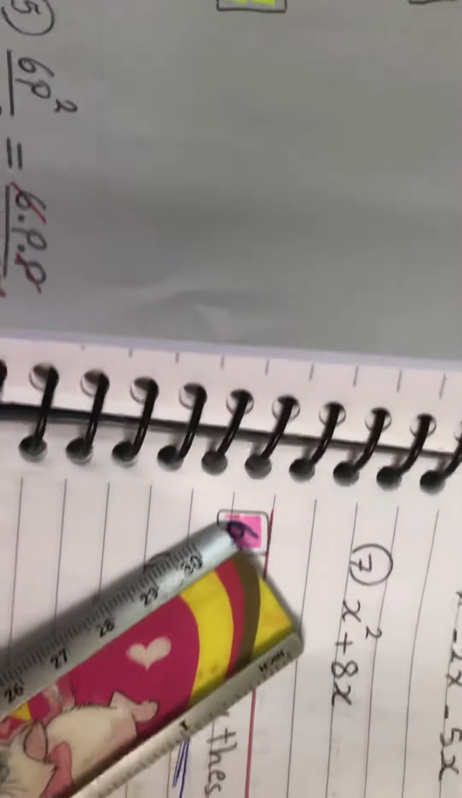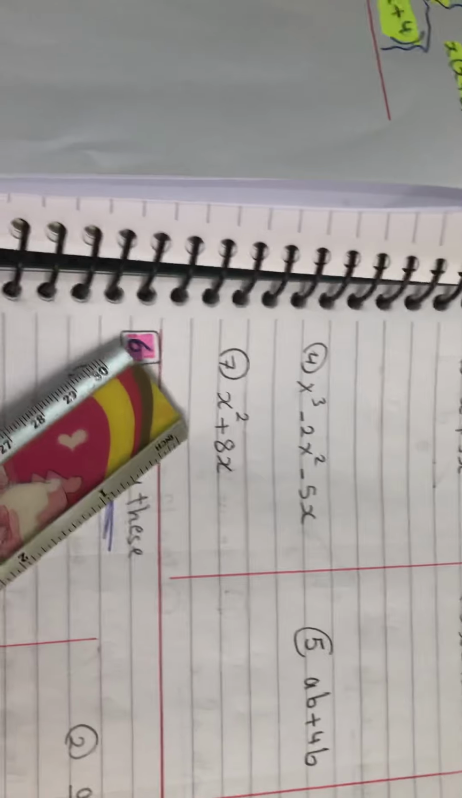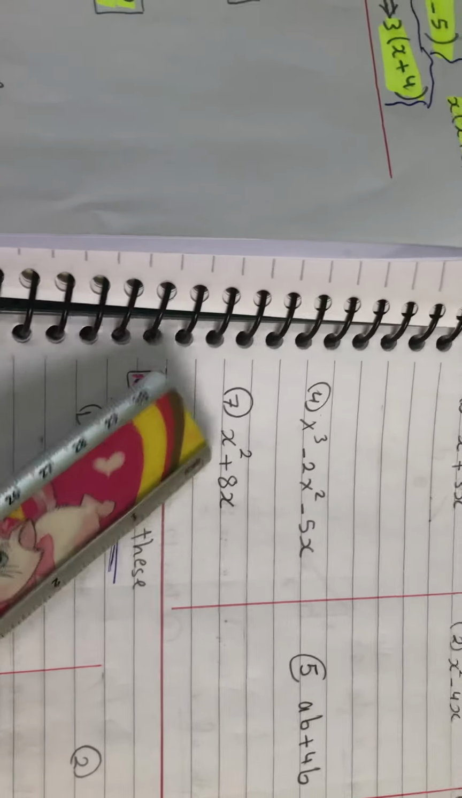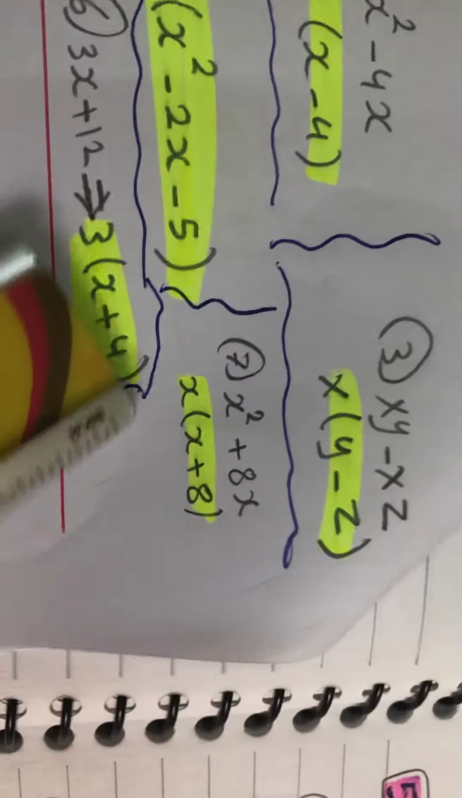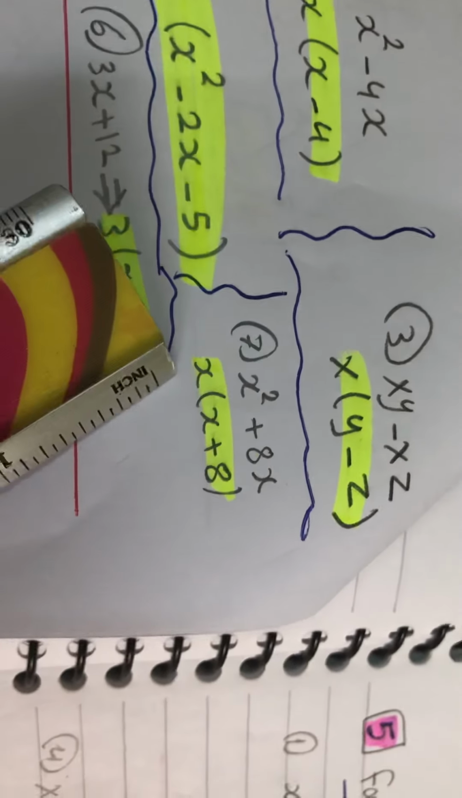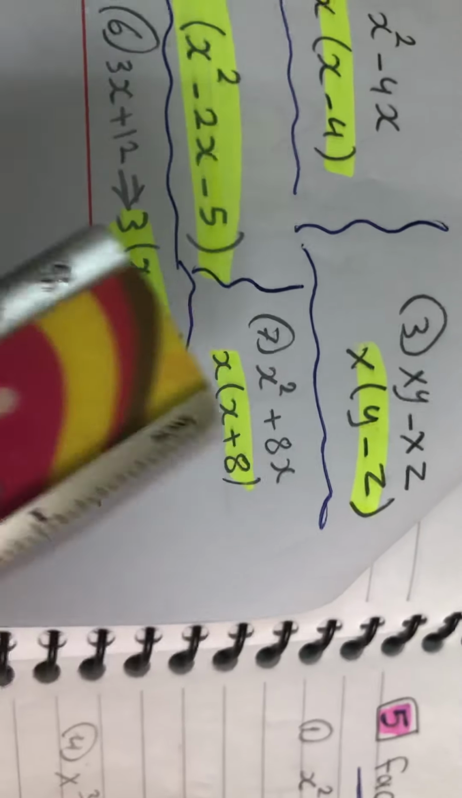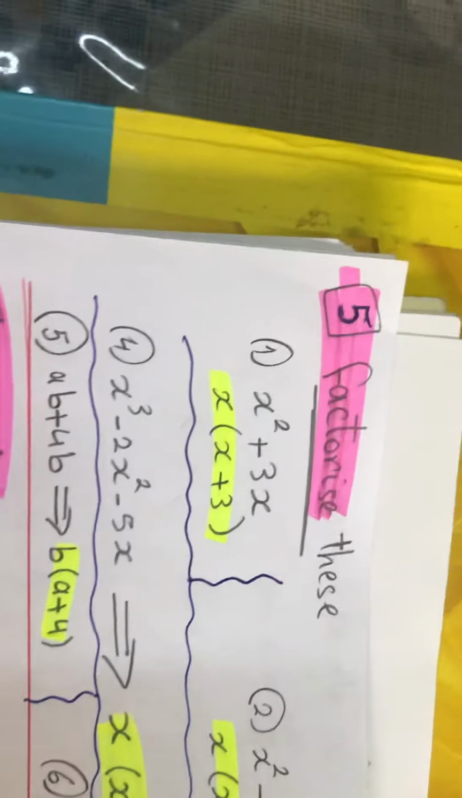The last one, x squared plus 8x. We are under the title factorize in question number 5. I wrote for you 7 problems. X squared plus 8x, the common factor between the variables. So I'll take x as a common factor, open brackets, x squared divided by x equal x. Plus 8x divided by x, cancel x with x, what's left? 8. Okay, as you see, this is answer number 5, factorize.